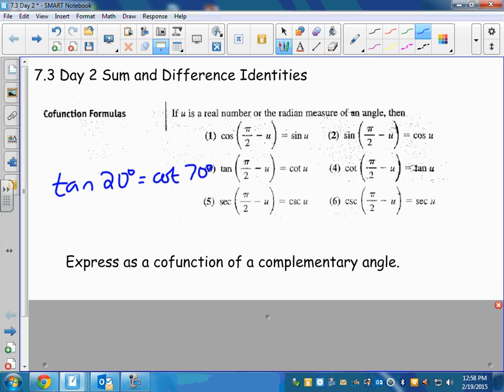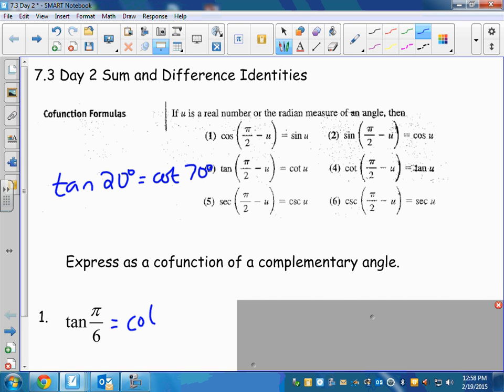So what kind of questions are they going to ask you on your homework about this? They're just going to say express as a cofunction of a complementary angle. So they're going to give you tangent of pi sixths. And they know that adds up to pi, right? That's supplementary, not complementary. So you could say tangent of pi sixths is going to equal cotangent of pi halves minus pi sixths.